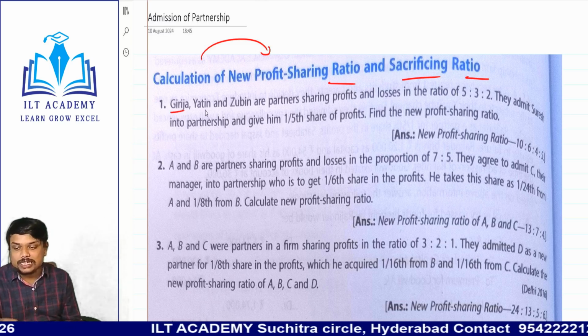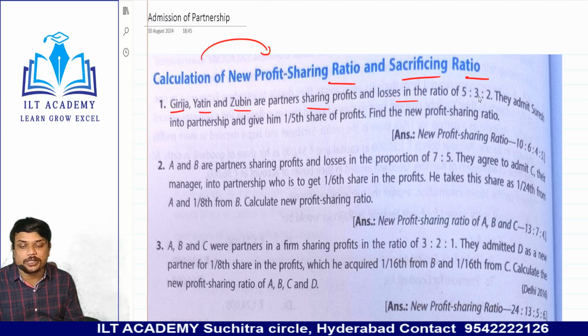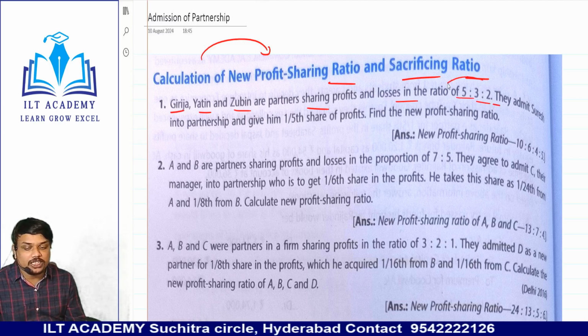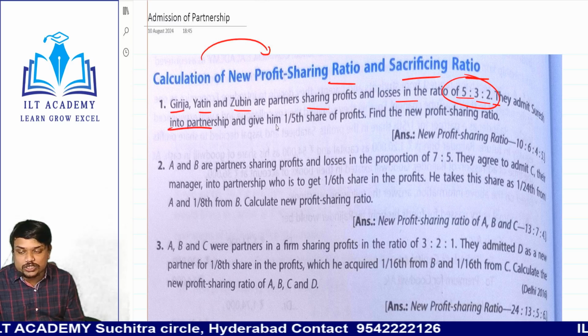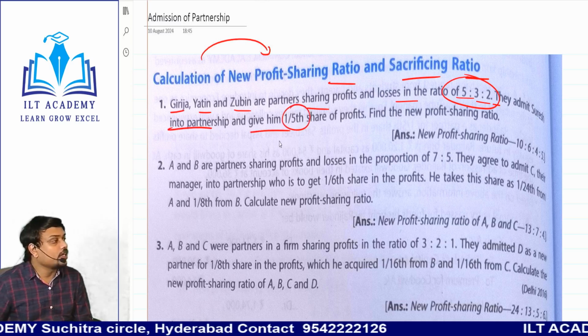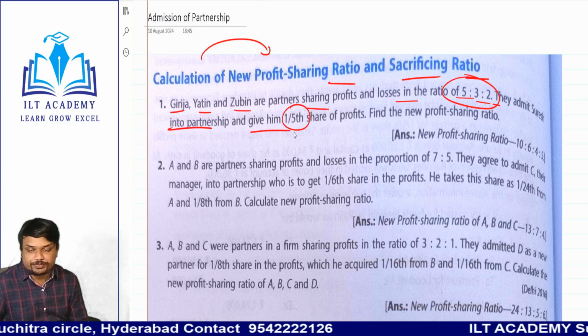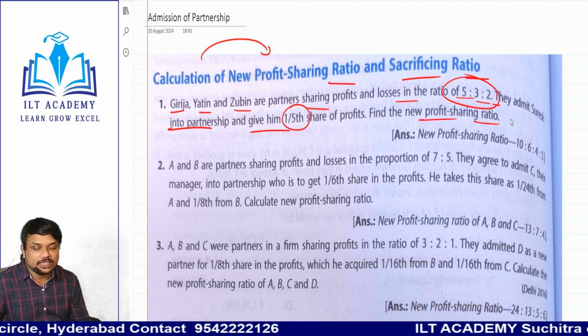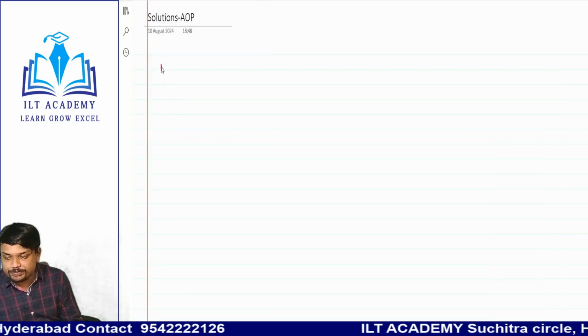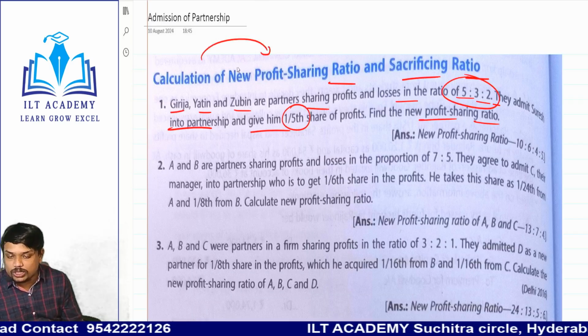अब देखो, first one. Girija, Yatin, Zubin are partners sharing profits and losses in the ratio what? 5:3:2. They admitted Suresh for a partnership for him for 1/5 share. Find the new profit sharing ratio. This is first one basically. What is the old ratio?